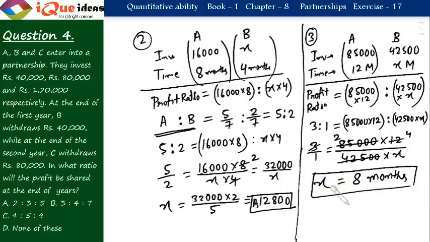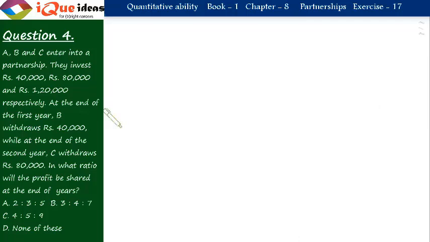Now let's take a look at question number 4. Here it says A, B, C enter into a partnership. They invest rupees 40,000, 80,000 and 1,20,000 respectively. At the end of first year, B withdraws rupees 40,000, while at the end of the second year, C withdraws rupees 80,000. In what ratio will the profit be shared at the end of 3 years and for the entire duration of 3 years? Okay, let's put it this way.